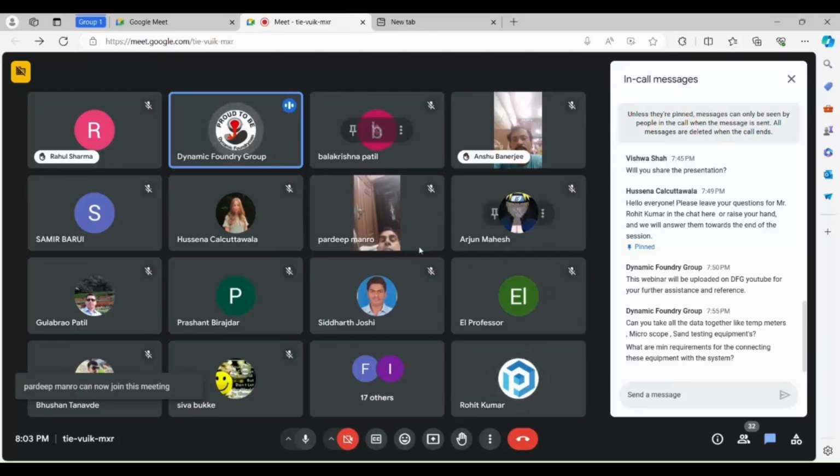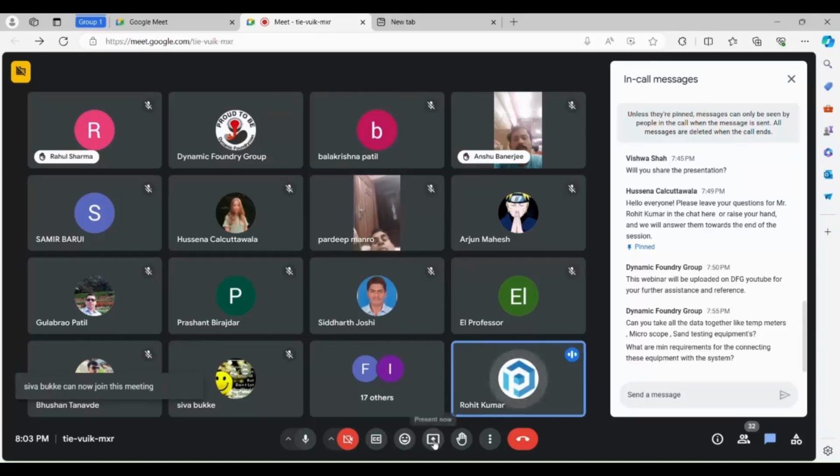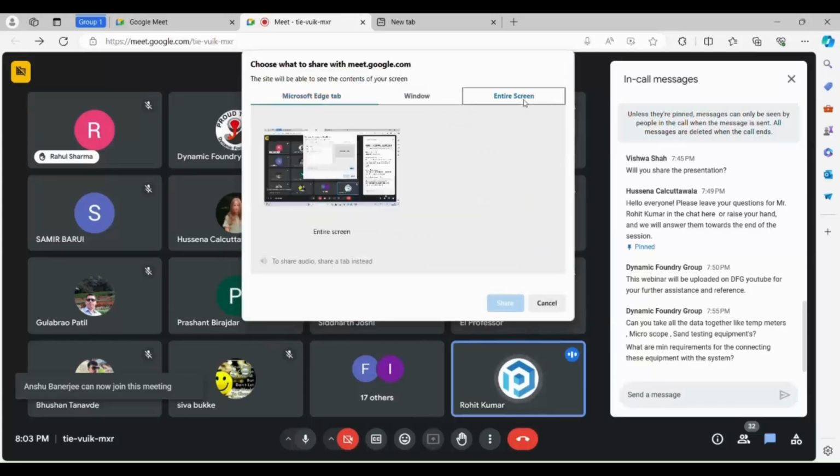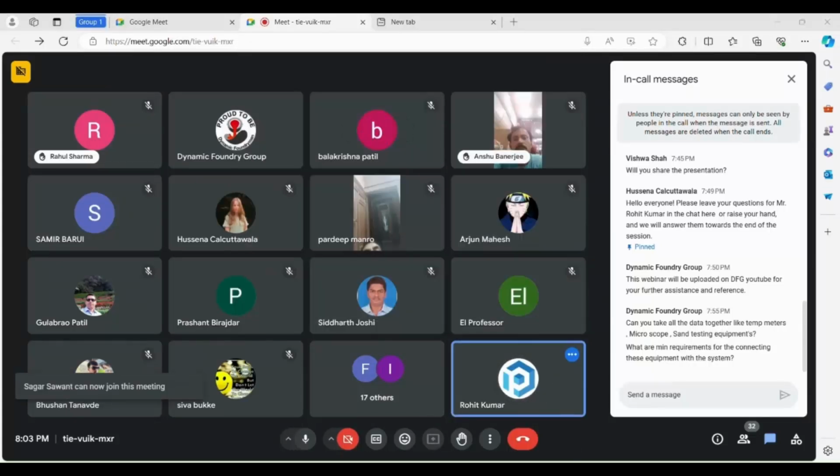Can you take all the data together, like the temperature meter, microscope, and sand testing equipment from the foundry related to processes? So as I was showing you that foundry report where all the data related to melting was there. Right now you asked about the microscope. I will be sharing this screen again. So basically this report itself says, यहाँ पे आप टेम्परेचर का डेटा देख पा रहे होंगे, pouring time, pouring temperature.